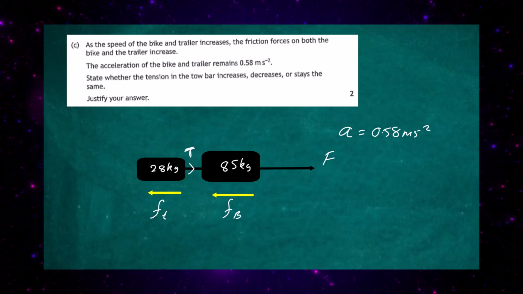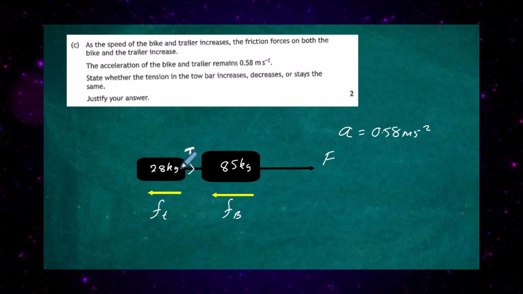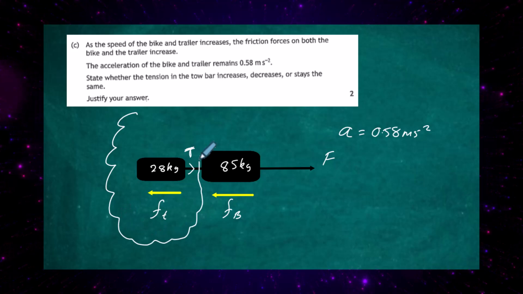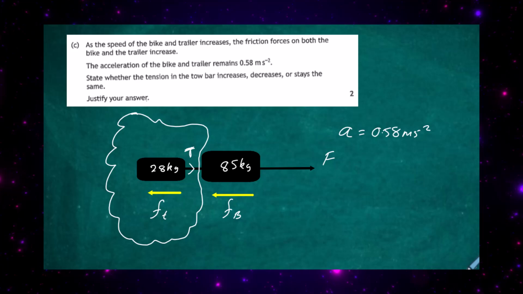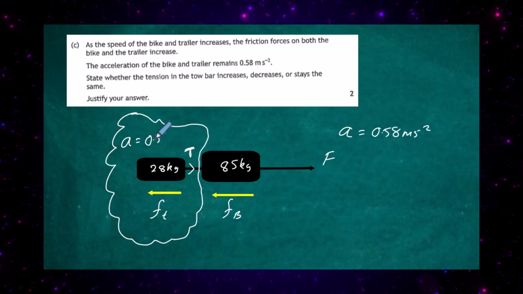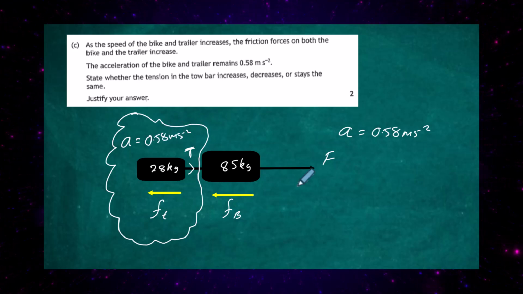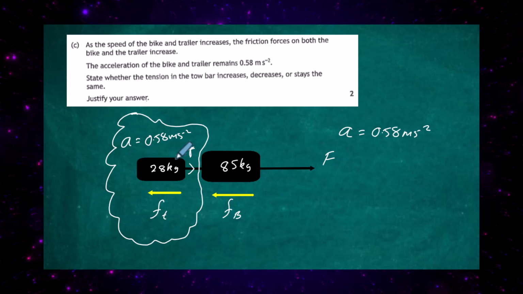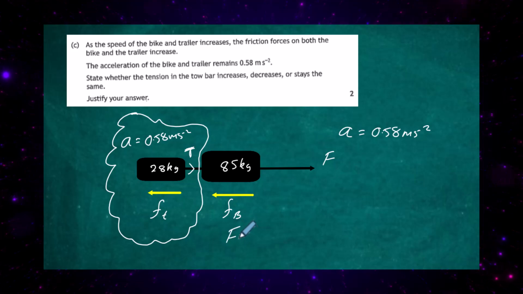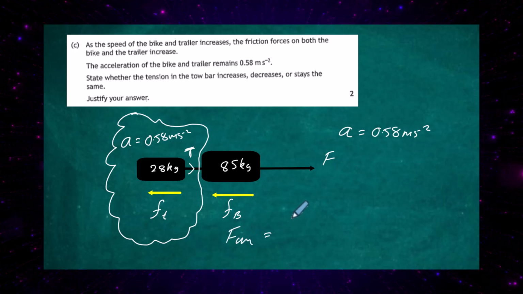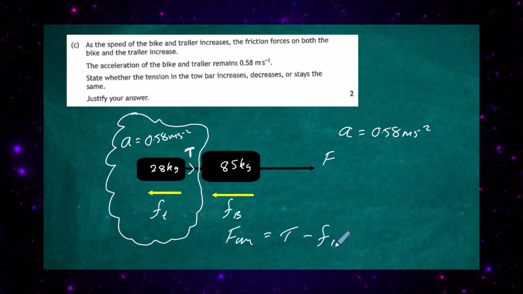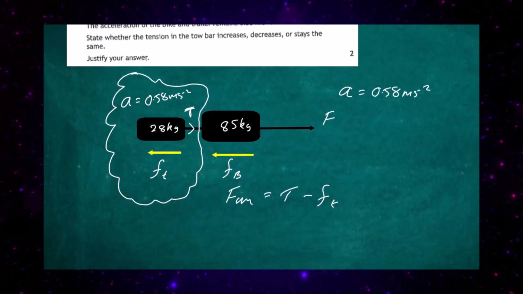Now, once again, we use our technique. If we just want to concentrate on the tension force, we will bubble wrap everything behind that tension force, isolate the system, and then just look at what we've got. We've got the same acceleration, so acceleration stays the same, 0.58 meters per second every second. So we can write out our equation now. According to this cloud here, the unbalanced force is going to be equal to the forward force, the tension, take away the frictional force acting on the little trailer. So that's our basic equation there.